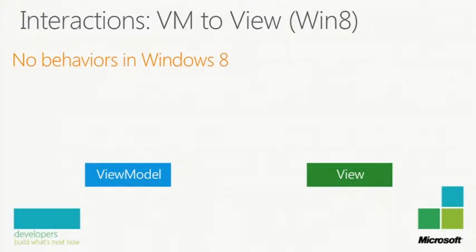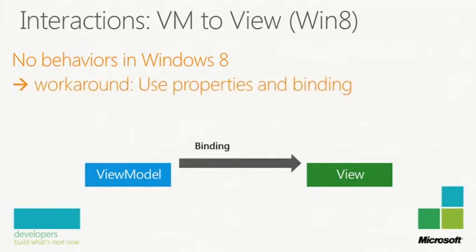So how do you work around that? Well, one possibility is to declare additional properties on the view model. For example, let's say you want to hide a piece of the UI when a certain property on the view model is set to true. Well, you can declare an additional property on the view model and call that my UI visibility of type visibility, and then toggle that in the view model, and then do a binding.